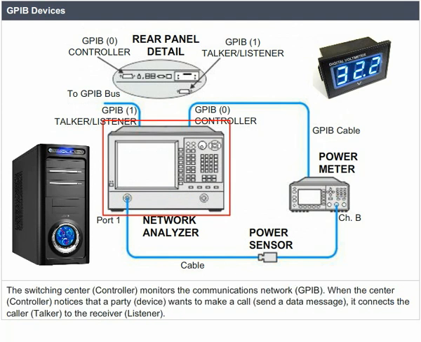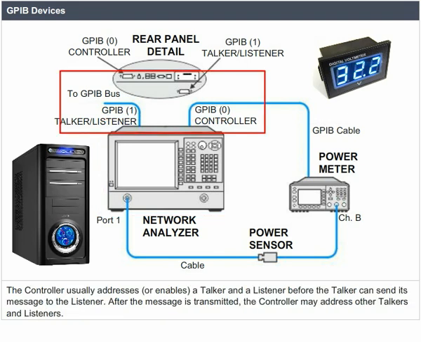The switching center controller monitors the communications network, GPIB. When the center notices that a party, or device, wants to make a call, or send a data message, it connects the caller, that is the talker, to the receiver, the listener. The controller usually addresses or enables a talker and a listener before the talker can send its message to the listener. After the message is transmitted, the controller may address other talkers and listeners.